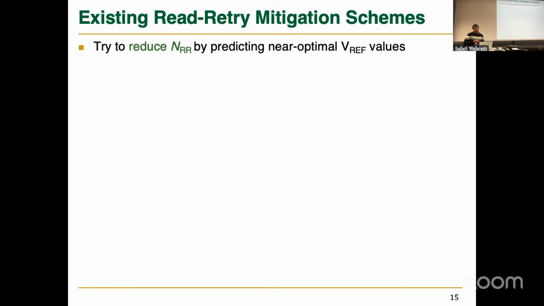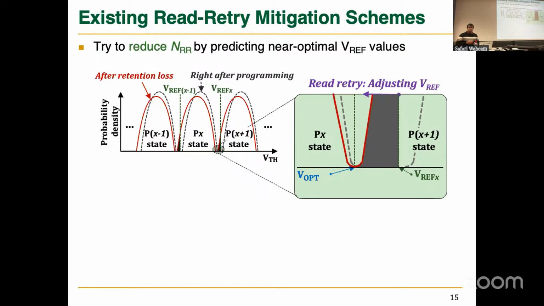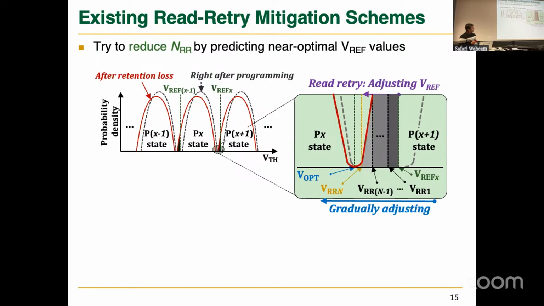So how do the existing read-retry mitigation techniques perform? What they do is they try to predict the near-optimal VREF values. This shows the way the typical operation happens, which is to shift the read reference voltages to find what we call the valley-finding algorithm, or some people call it minima finding. So you basically want to find the region between the two states.